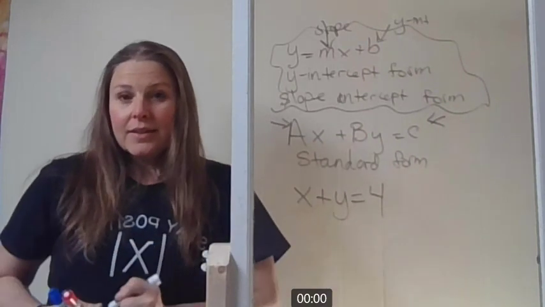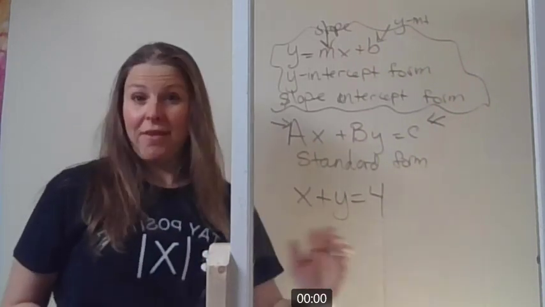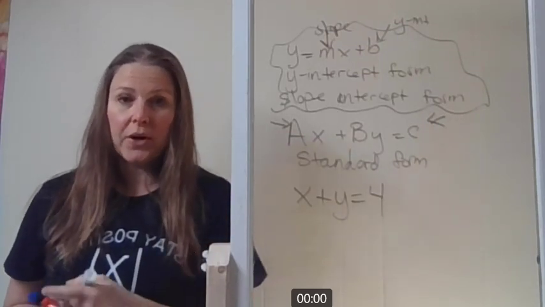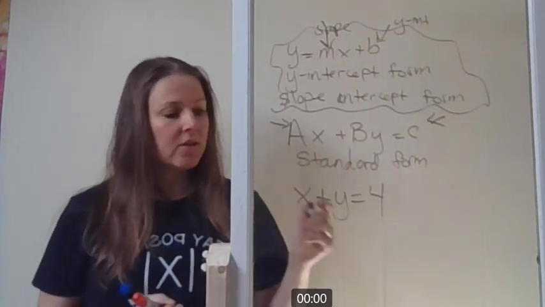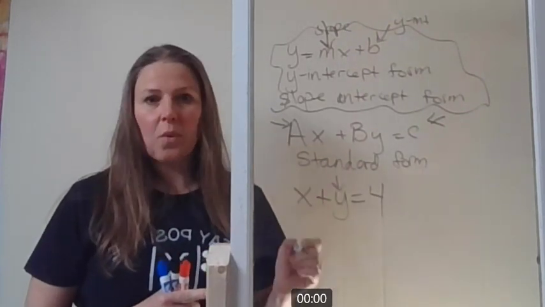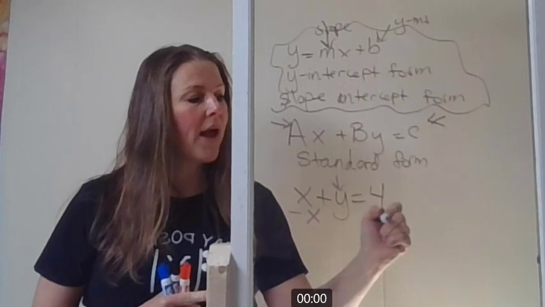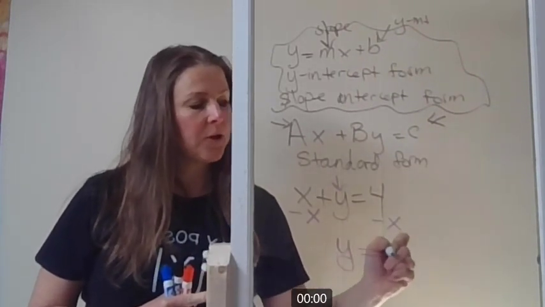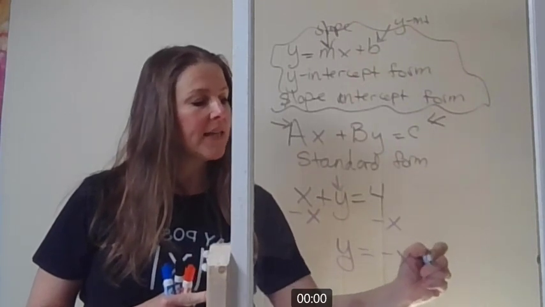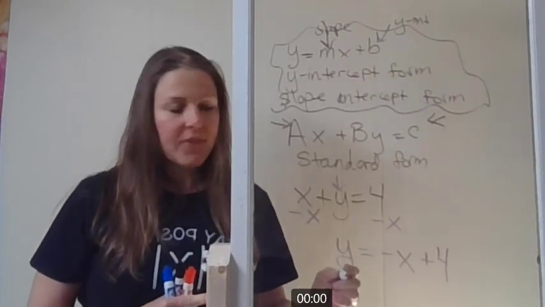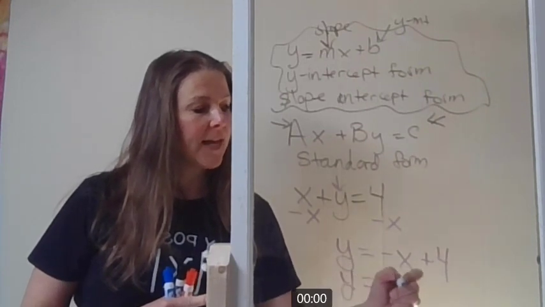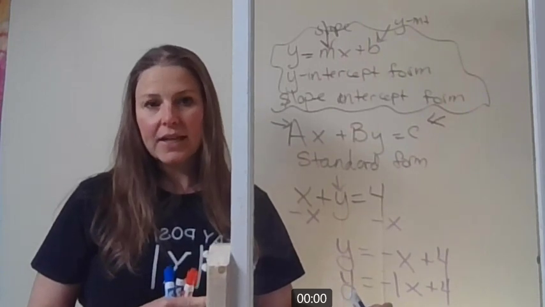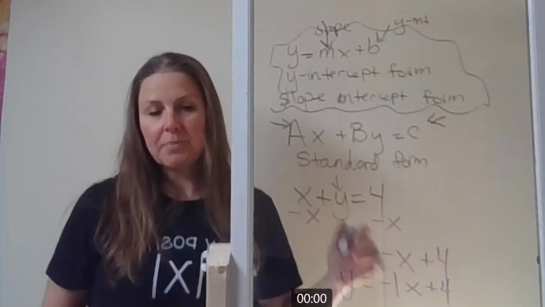Now, if you had to graph this, you could just generate a table of different ordered pairs that add to give you 4. That might be easier. There's also an option to isolate the y here. So if you subtract x from both sides, your y-intercept form of this equation is y equals negative x plus 4. That's the same thing as y equals negative 1x plus 4. So this tells us that the slope is negative 1 and the y-intercept is 4.